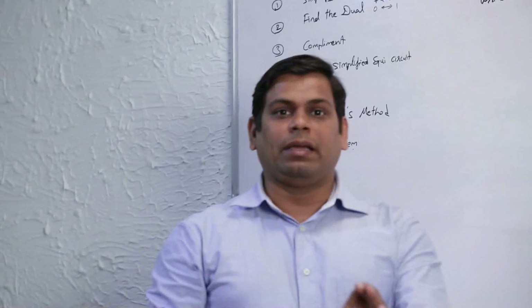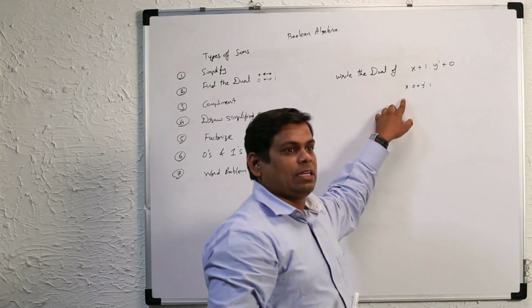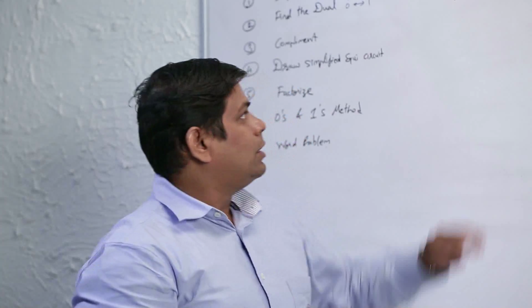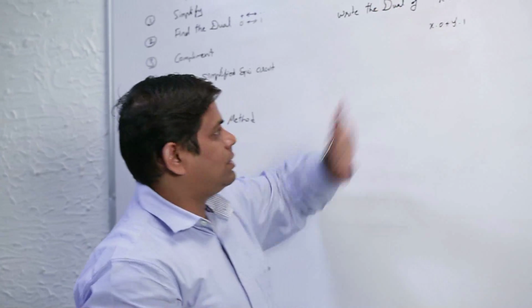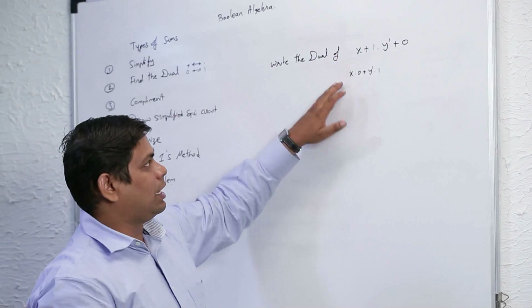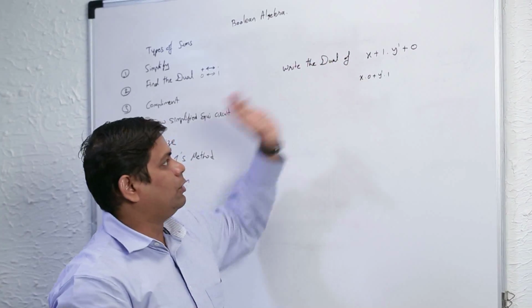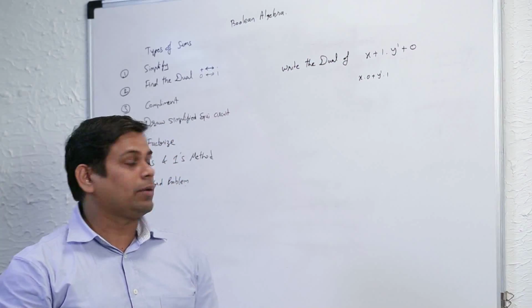A precaution has to be taken. I am not saying that this statement here is equal to the next statement. What I am saying is the dual of this statement is this. That's it. Okay, don't get confused. I never said these are equal. The dual of this statement is this. Finish. That's the end of it.